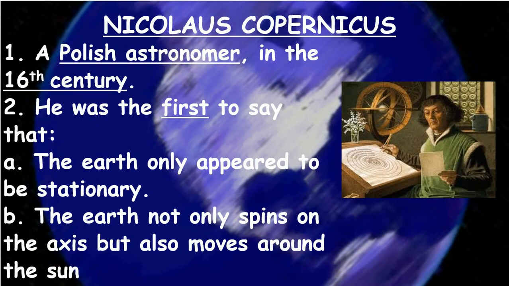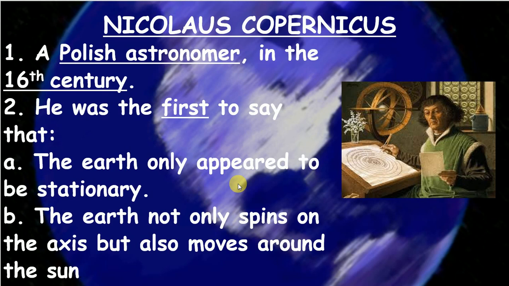As you can see, there's a picture in the slide. He is Nicholas Copernicus. He has given two statements and he was the first to say these things. The ancient people had always observed the movement of the sun, the moon and other heavenly bodies, but they believed that the earth was stationary and other heavenly bodies moved around it.